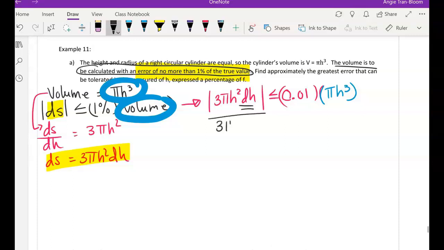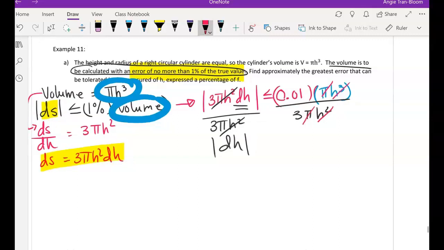We're just going to divide both sides by 3 pi h squared. Cancel, cancel. So dh, it's going to be an absolute value just because the change can be in a positive or negative direction. Let's see what happens. The h squared is going to cancel with the h squared. The pi is going to cancel with the pi. Oh, nice. I'm sorry, there's one h left. So now I have no more than 0.01 h divided by 3.